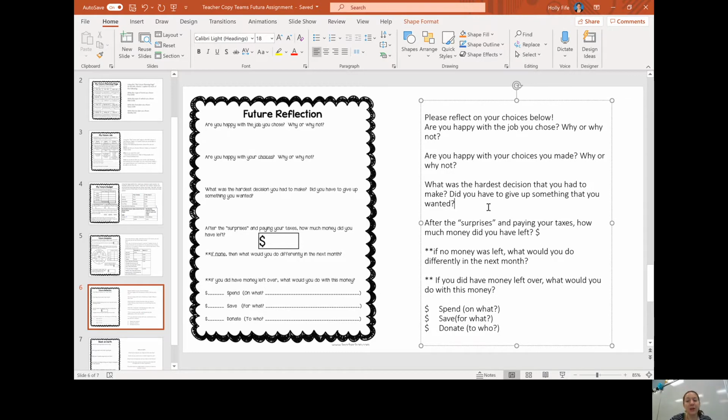What was the hardest decision you had to make? Did you have to give up something that you wanted? And for me, yes. Remember, I wanted the big house with lots of room. I could say something like, yes, I had to make a different choice. I had to get a smaller house so that I could afford it.